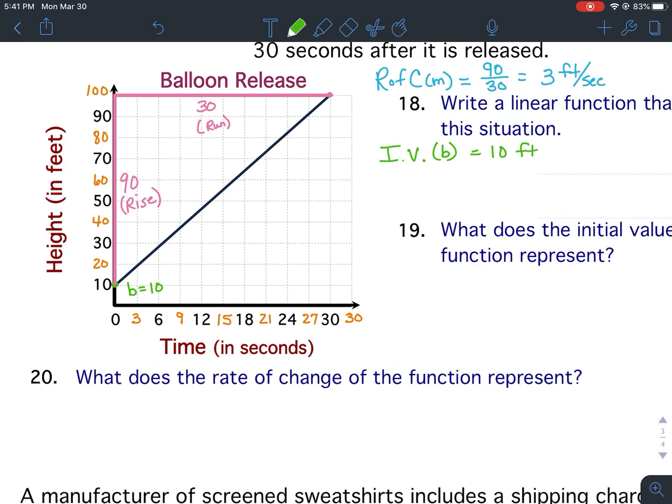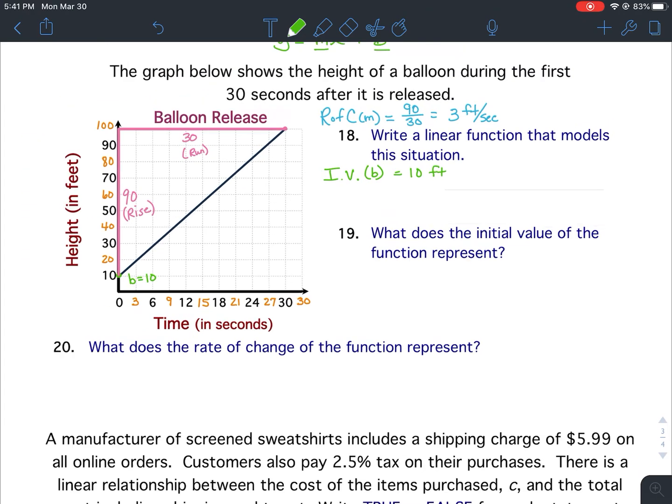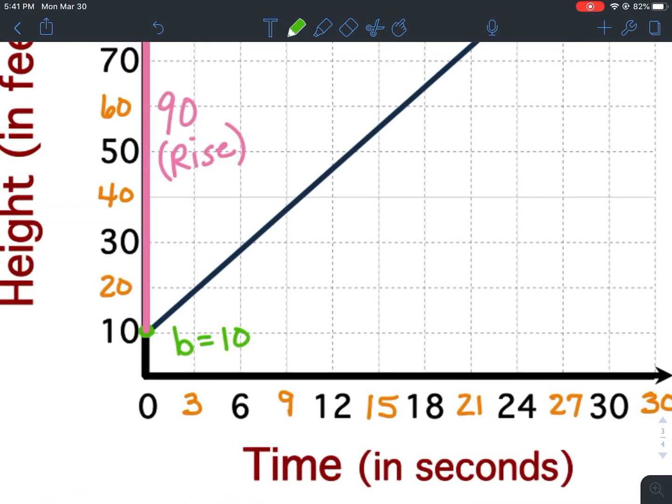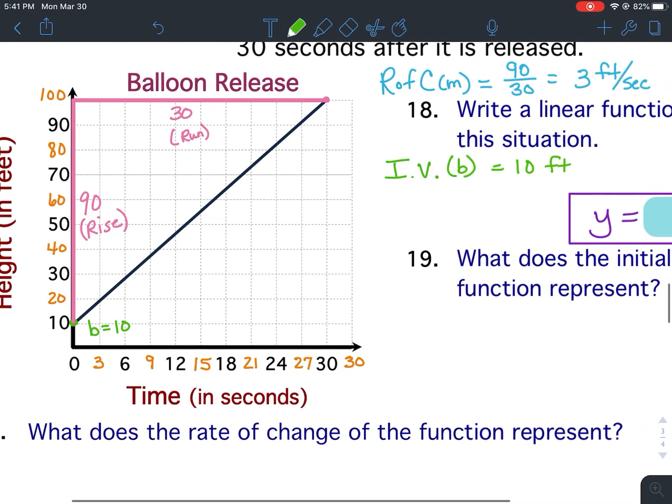All right, now using that information, you have your m and your b. Go ahead and write an equation for this situation. Put your m in front of x, your b behind x. Okay, now that you've written your equation, we're going to answer 19 and 20 together. It says, what does the initial value of the function represent? This is where I really wish we were in class, because if we were, I would discuss this with you. If you look at this, it says 10 feet. 10 feet is our initial value.